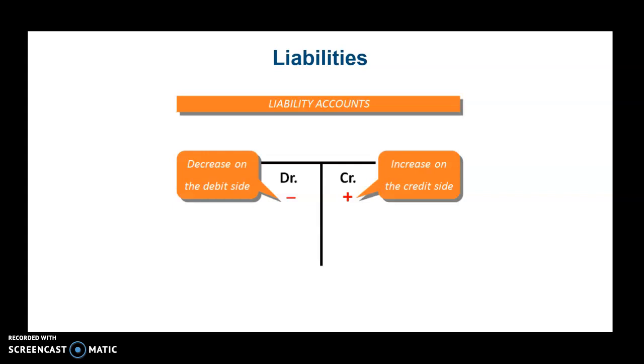One way that I have found that helps students to remember is the accounting equation, with assets being on the left-hand side. Sorry, I don't know my right from my left tonight. With assets being on the left-hand side, they're going to increase on the left-hand side of the T account, which is a debit. Liabilities is on the right side of the accounting equation, and so it's going to increase on the credit side, or the right side, of the T account.